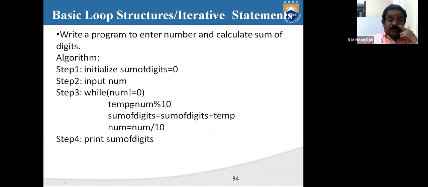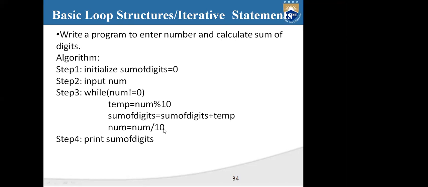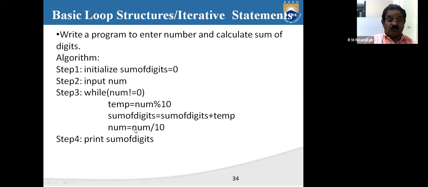Now the temp value will be 4. Now it's going to add to the sum of the digits. What is the latest value of the sum of the digits? 11. 11 plus 4. Now the sum of the digits will become 15. Now num equals num by 10. What is the num value? 4 by 10. What's the value you are going to get? What will be the value of num? 4 by 10.